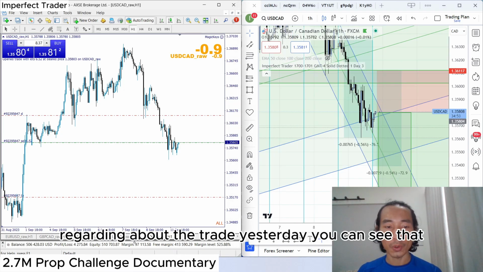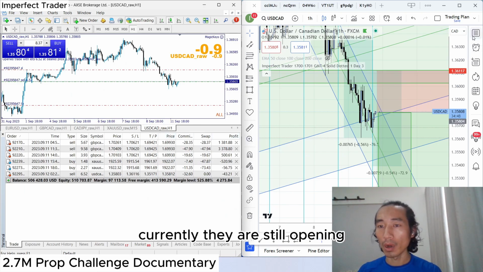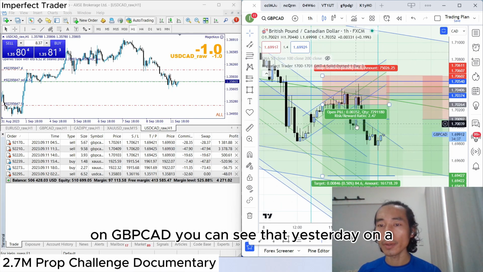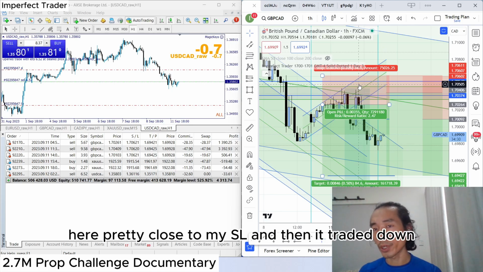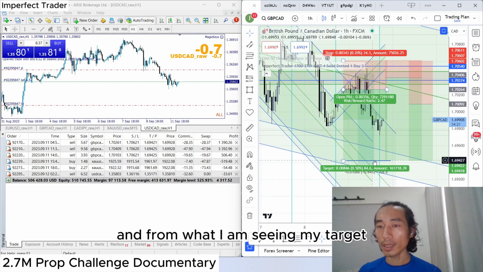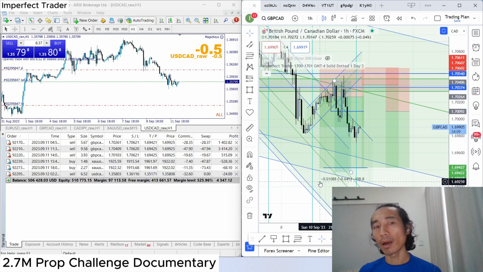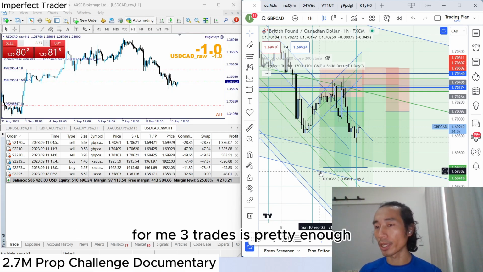Regarding the trades yesterday, you can see that currently they are still open. On GBP CAD, you can see that yesterday in New York session, price traded here, pretty close to my stop loss, and then it's straight down. And from what I am seeing, my target is still very possible to be hit. So I'm going to keep holding. I have no intention to add more into this position. For me, 3 trades is pretty enough.